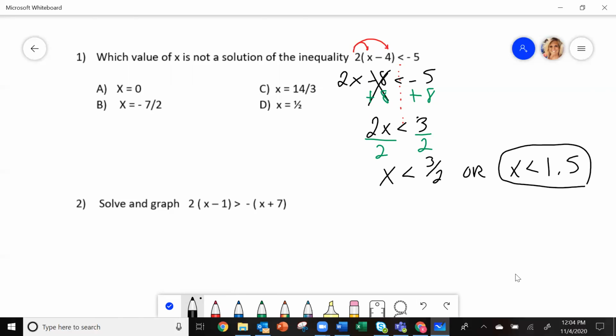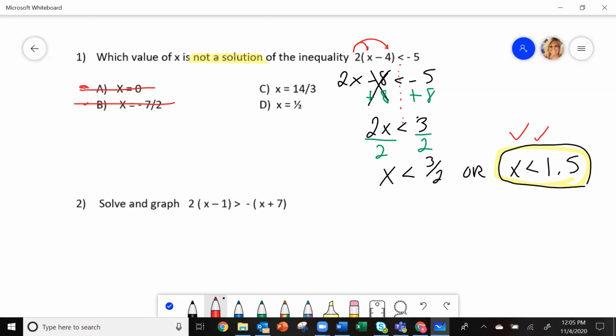So I need to know which of these values is not a solution. To be a solution, it has to make this true. So we need to figure out which one doesn't work. Starting at A, 0. Is 0 less than 1.5? Yes, it is. That is a solution. Then -7 divided by 2. Any negative number is going to be less than 1.5.